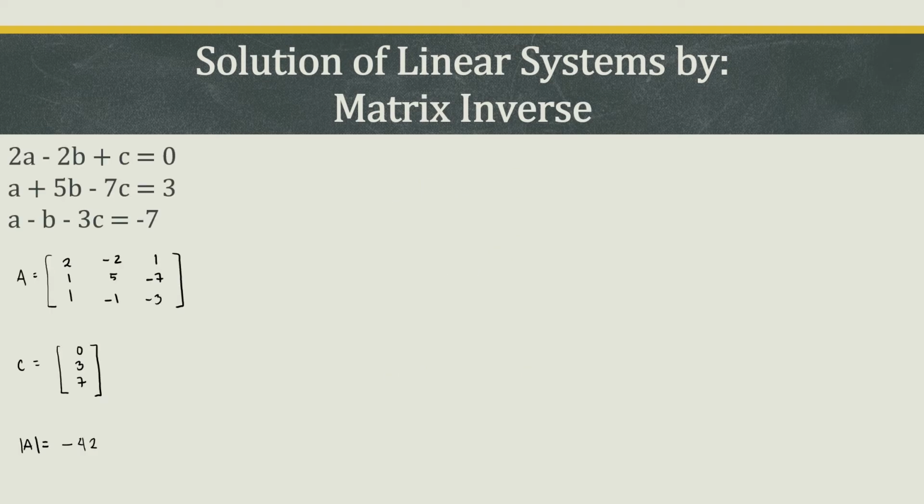Similar to Cramer's rule, our first step is to find the determinant. Since we're going to use the same problem as before, we already know the determinant, which is negative 42. So moving on, we now find the cofactor of A.